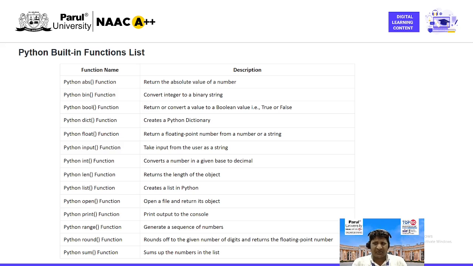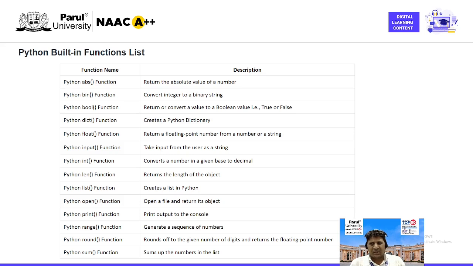Here is a list of built-in functions. The Python abs function returns the absolute value of a number. Suppose, for example, you have 22.7. What is the absolute value of this number? It means round up. If we perform the round up function, then we get 23. Whatever we pass to the parameter, it gives the absolute value.